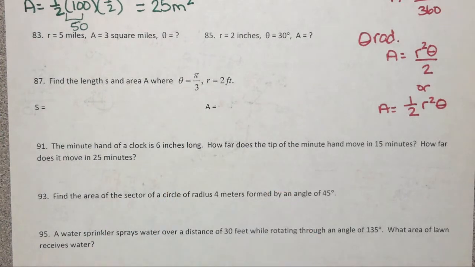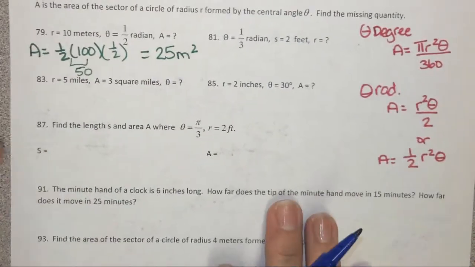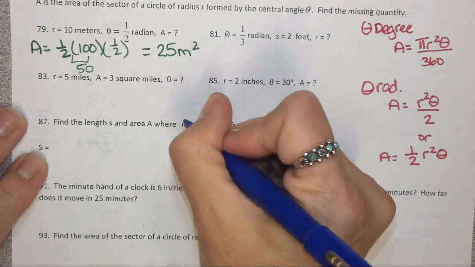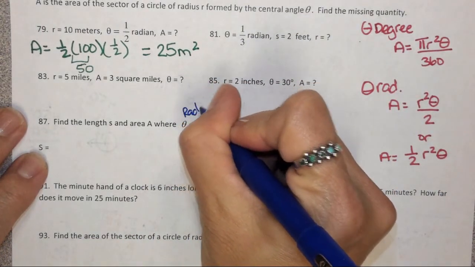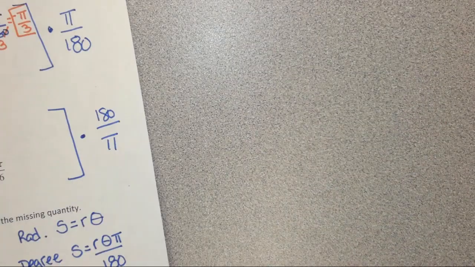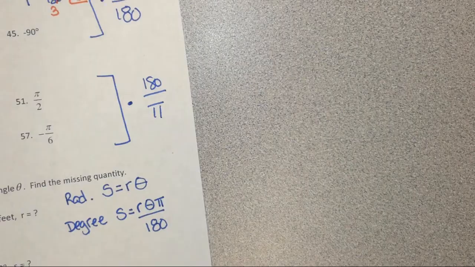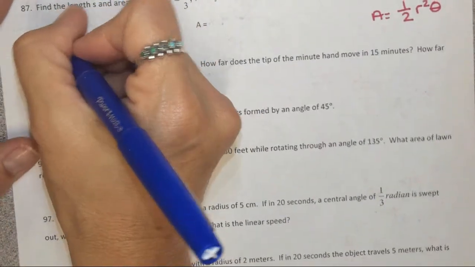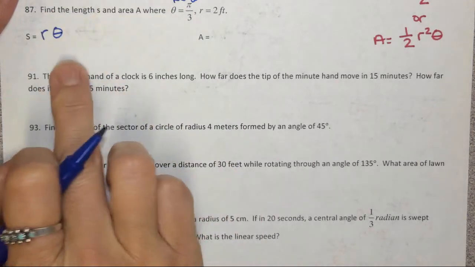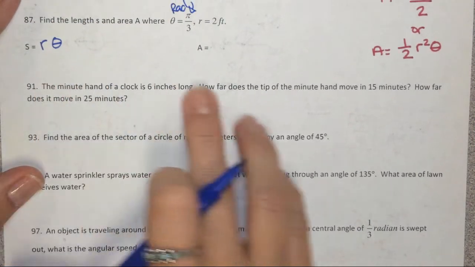All right, so I have to use the formula from the front down here, and we also have to use a formula from the back. So for the arc length, they tell me my theta is pi over 3. That's a radian, not a degree. So my arc length formula for radians was S equals R theta. So S equals the radius times theta. You're just going to plug in, multiply, reduce.